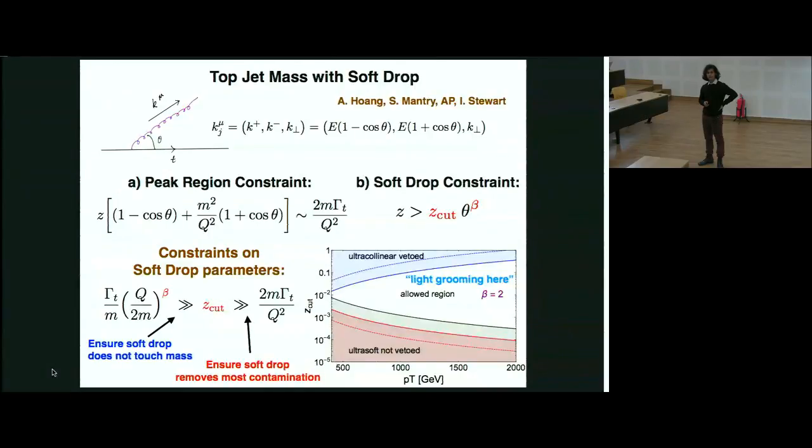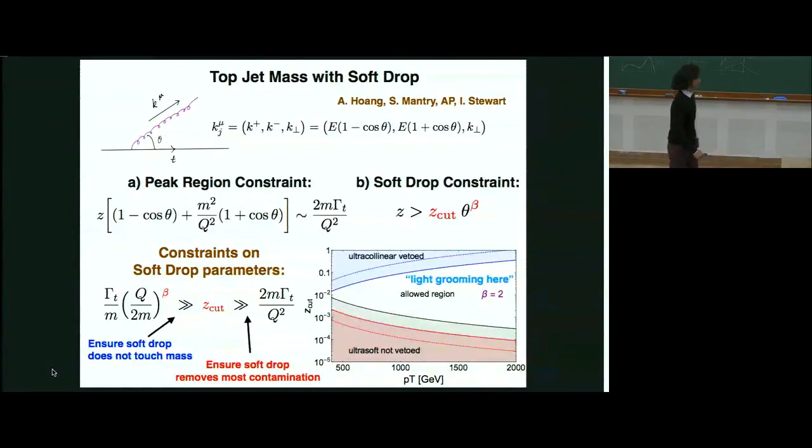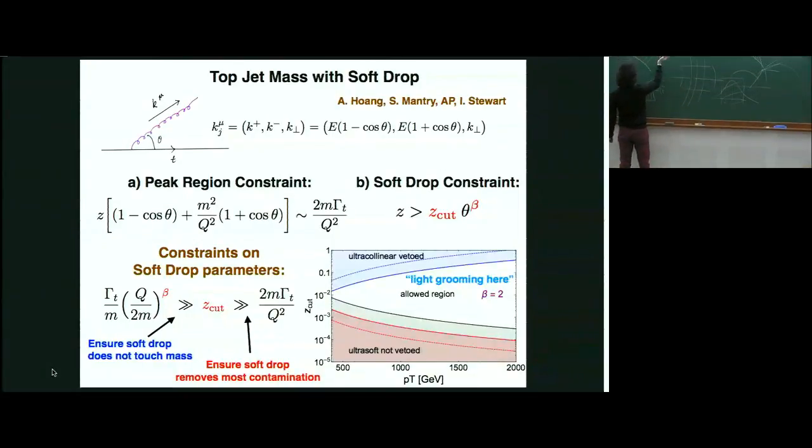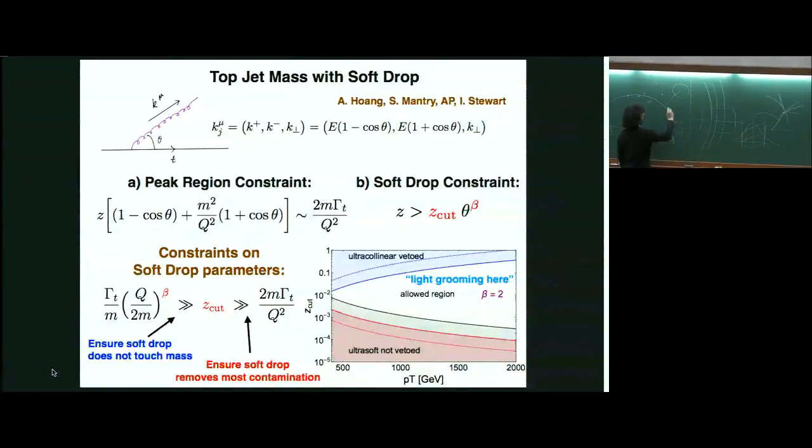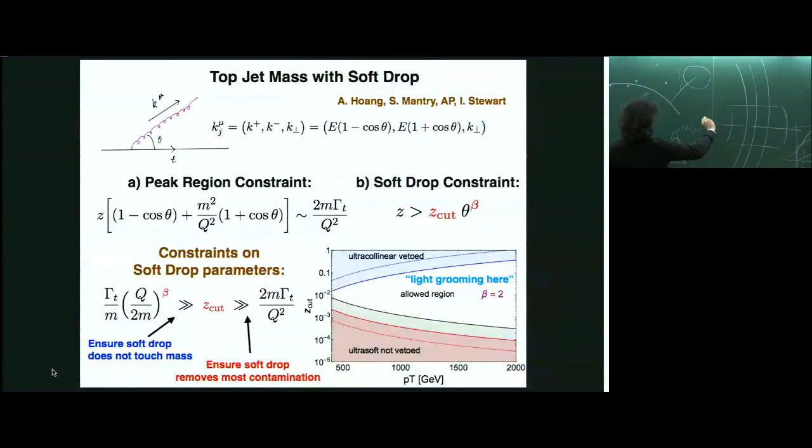And now I'm also introducing soft drop. What I want my soft drop to do is to chop away as many wide angle modes as possible. And that's good because if I have my top jet here, there will be wide angle gluons emitted by the top quarks, but there can also be stuff coming from outside. And this will also be considered a wide angle mode. So to chop away as much as possible is good for us. But we do not want to chop the collinear modes. They are the jet functions which I showed before, because those collinear modes contain the sensitive top mass information.